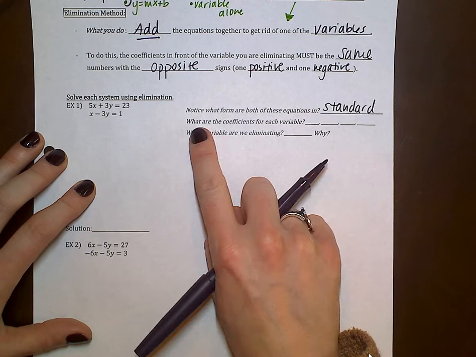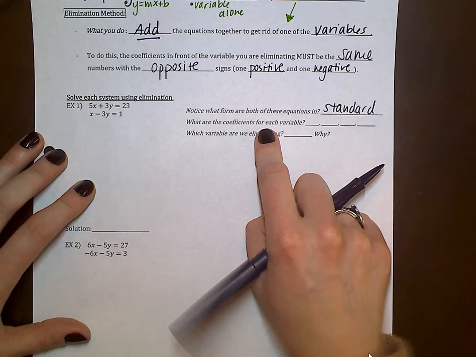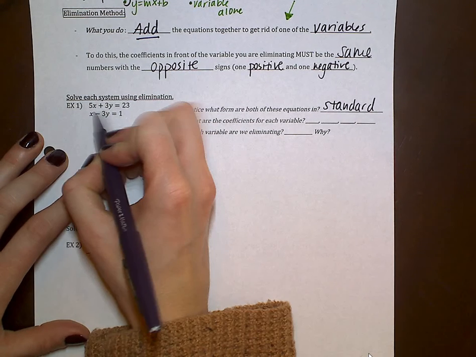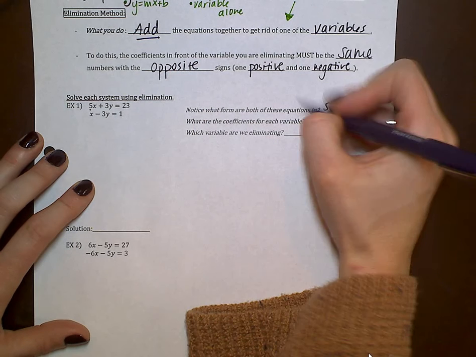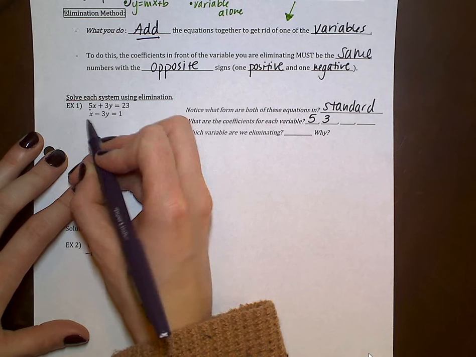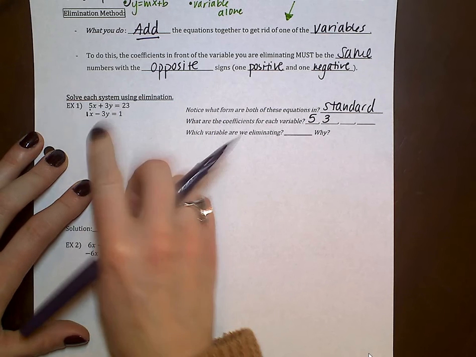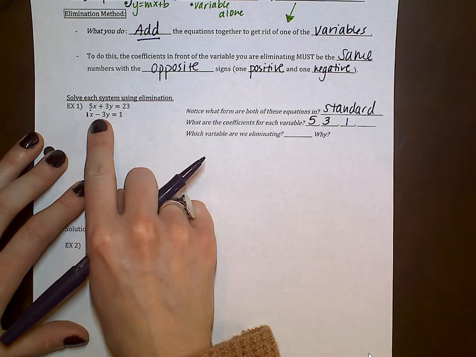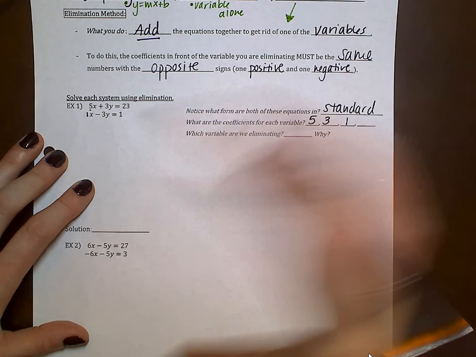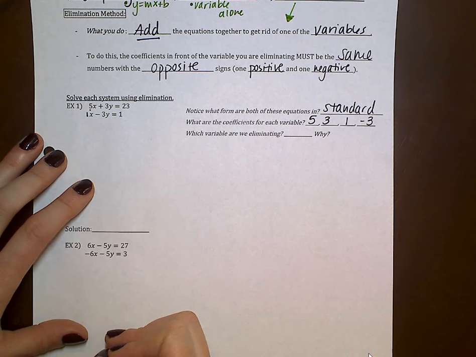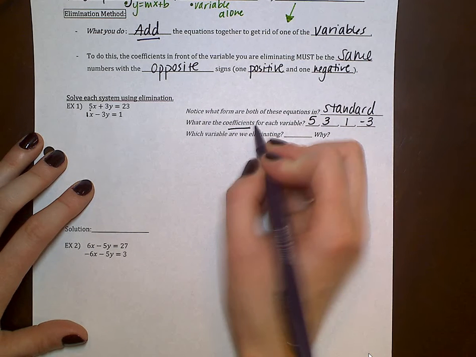What are the coefficients for each variable? Again, that's just the numbers in front. In the first equation, I've got 5 and 3 in front of my x and my y. In the second equation, if a number's not there, I know that it's just a 1. And then in front of the y here, it's negative 3. Take the sign with it. So again, coefficients are just the number in front of the variable.